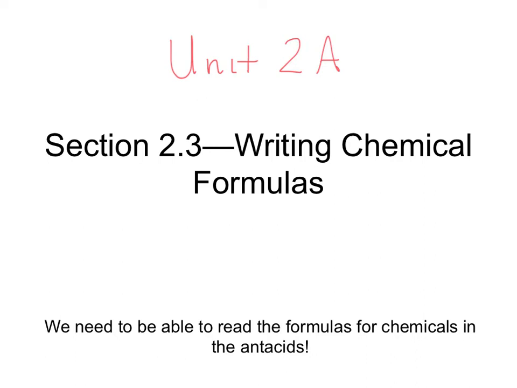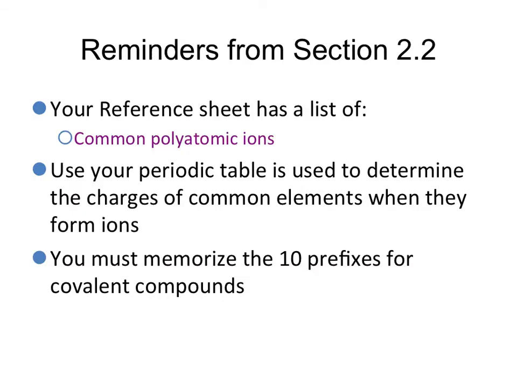So we're still talking about chemical formulas, but this time we're going to write chemical formulas. This is section 2.3. Remember that in section 2.2 we did have a reference sheet at our fingertips, and it had a list of the common polyatomic ions as well as the chemical formulas. It also had a periodic table on it so that you could determine the charges of common elements when they formed ions. Remember, we're only going to be using the group A elements in order to do this.